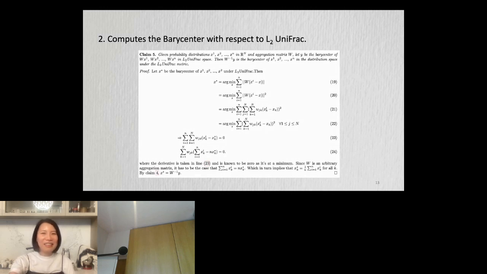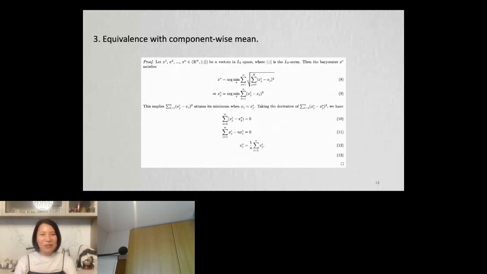And number three is a very interesting result. We actually show that this vector obtained through first aggregating, taking the average, and reverse aggregating is the same as taking the component-wise mean of the original distributions. Which means we can further simplify and speed up the process. And this is not something trivial, because L1 UniFrac doesn't possess this very beautiful property, right? But for L2 UniFrac, this is possible, which makes life even easier.